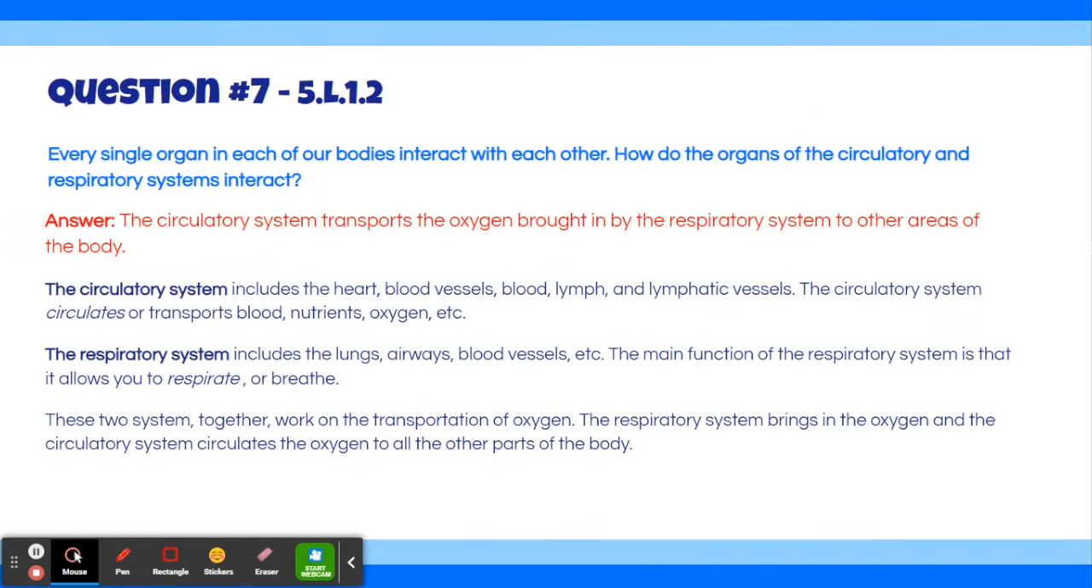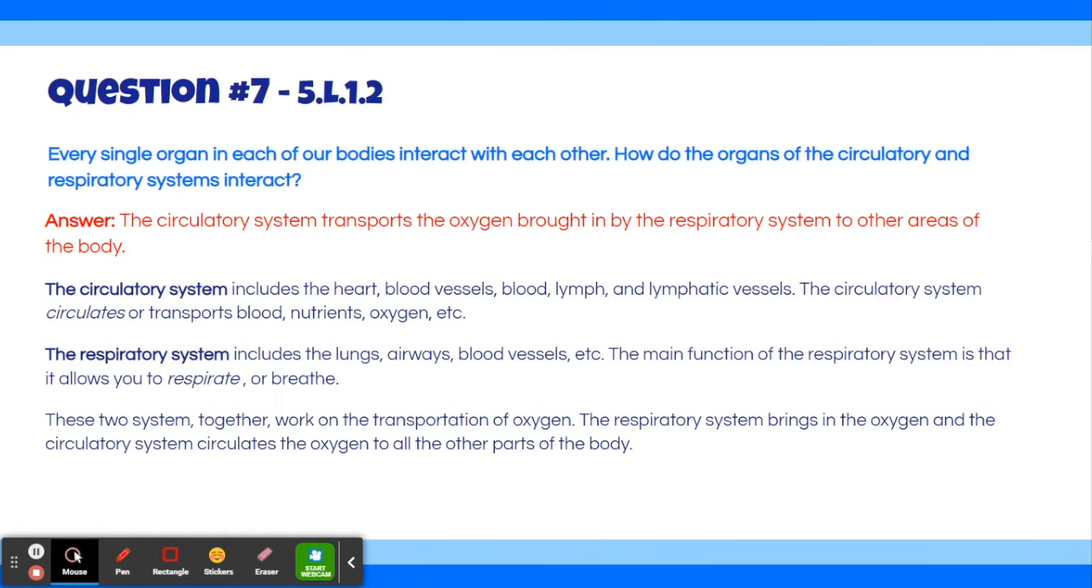Well, the circulatory system transports the oxygen brought in by the respiratory system to other areas of the body. So the circulatory system includes the heart, blood vessels, blood, lymph, and lymphatic vessels. The circulatory system circulates or transports blood, nutrients, oxygen, and a lot more. The respiratory system includes the lungs, airways, blood vessels, and more. The main function of the respiratory system is to allow you to respirate or breathe.